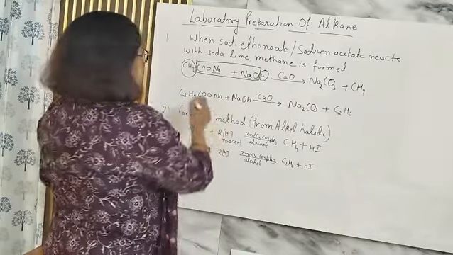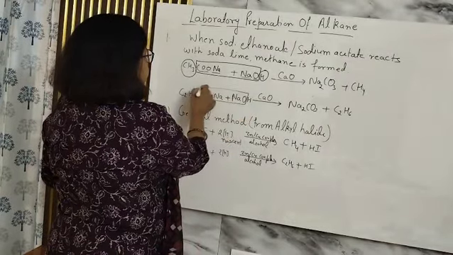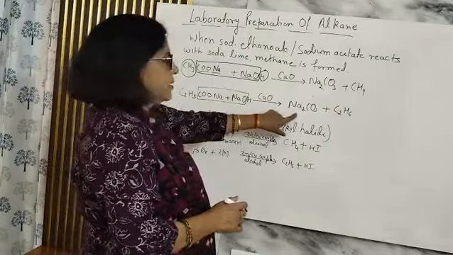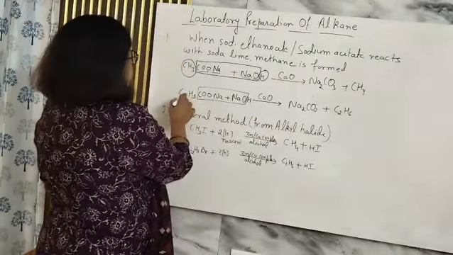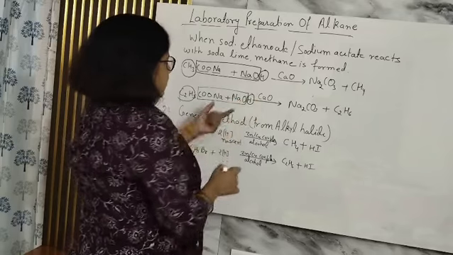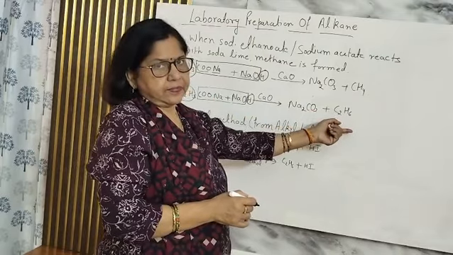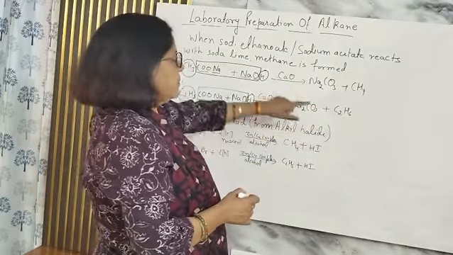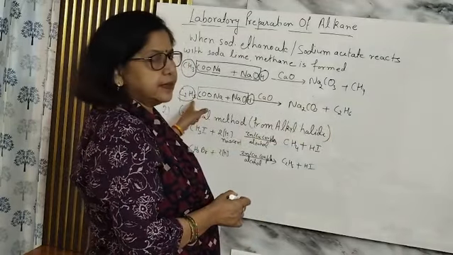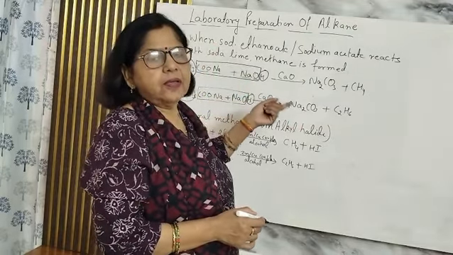So as usual, this COONa is used up in giving you what? Na2CO3. Right. And what is left out? Here C2H5 and here is one hydrogen. So what happens? These two combine to give you C2H6. Right. So in that way you are able to prepare C2H6 when you have taken 3 carbons in the reactant. This is the general method of preparation of alkane.